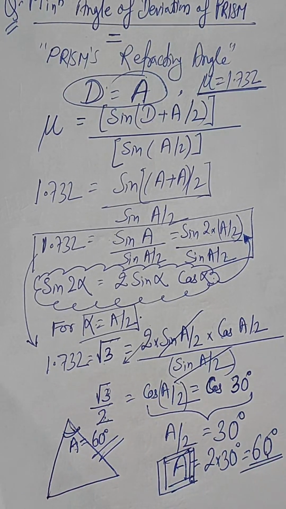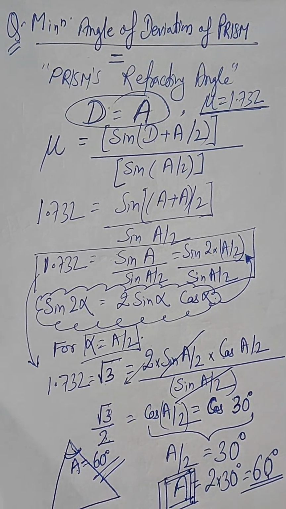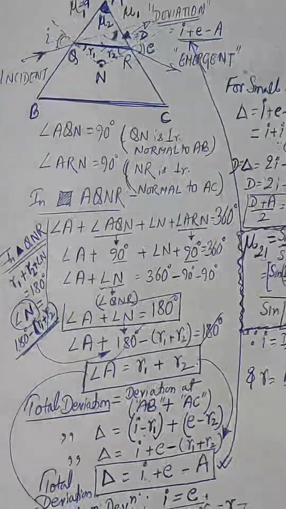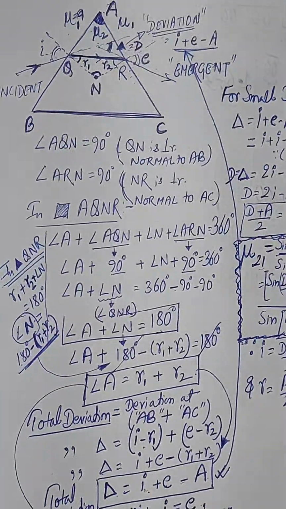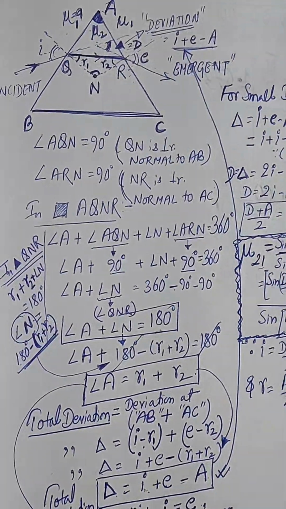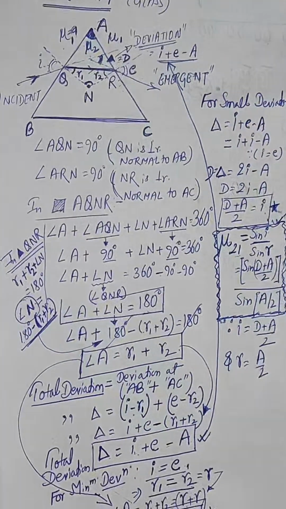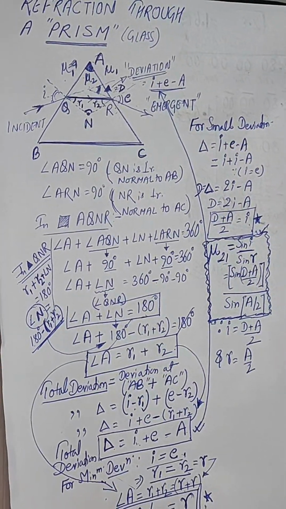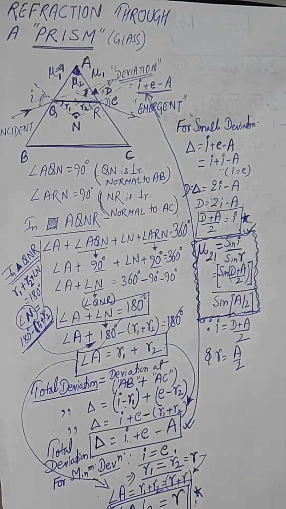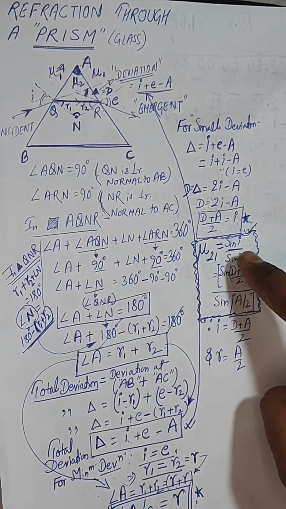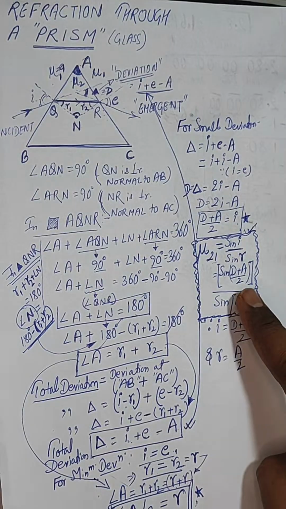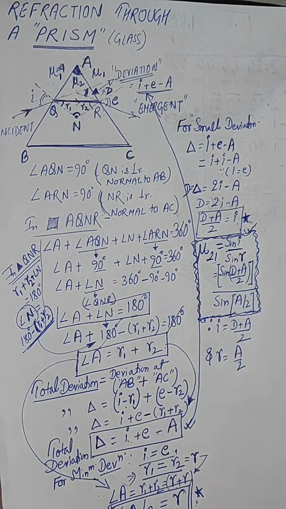So thank you my dear friends for watching this, and hope you understand the concept of this deviation angle and how it's related to the refractive index. Just remember this formula. I will say mu is equal to sin I by sin R, which is equal to sin of (D plus A) by 2 divided by sin A by 2, right? Using that you can solve all the questions related to refraction through a prism, right?